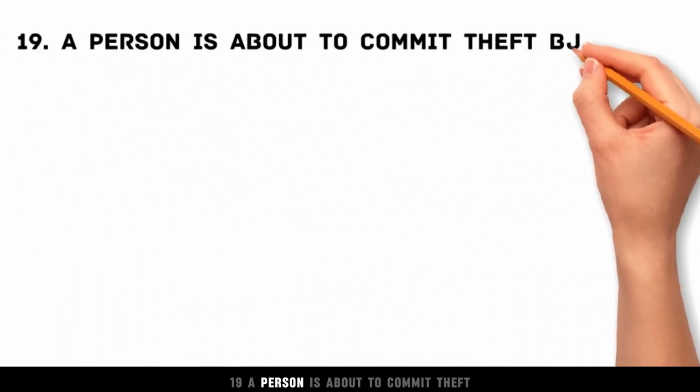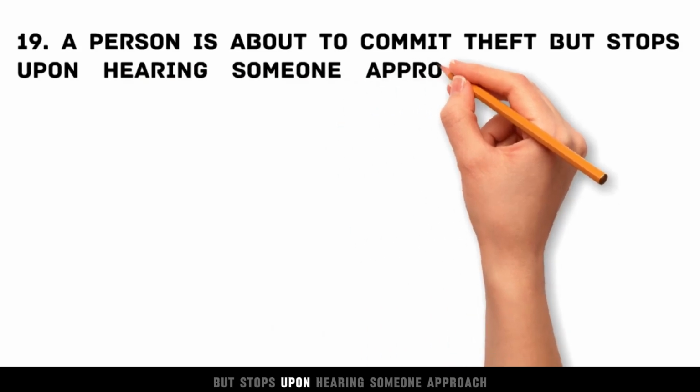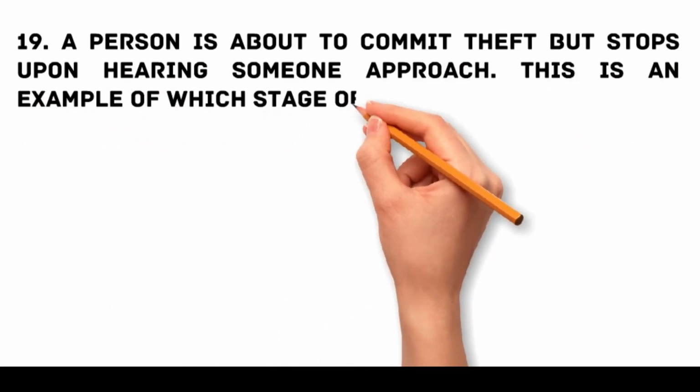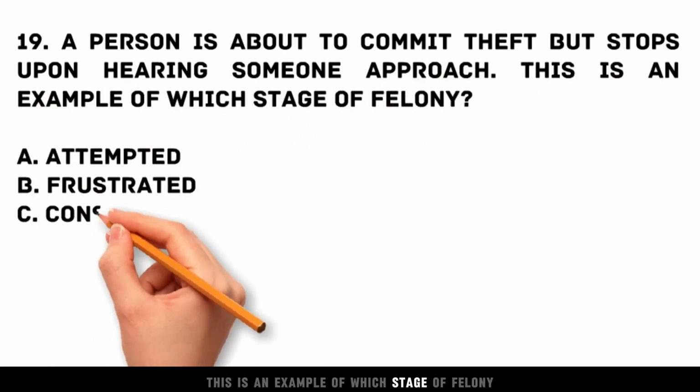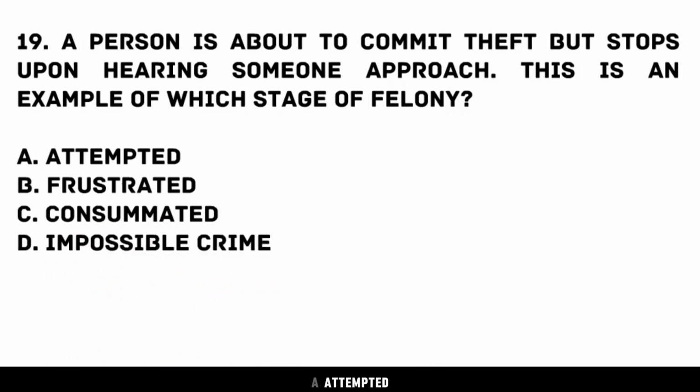19. A person is about to commit theft but stops upon hearing someone approach. This is an example of which stage of felony? A. Attempted. B. Frustrated. C. Consummated. D. Impossible crime.